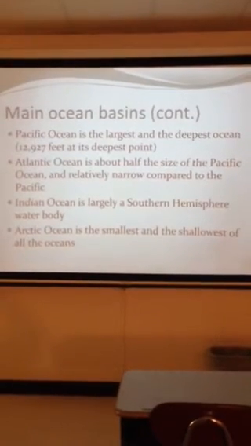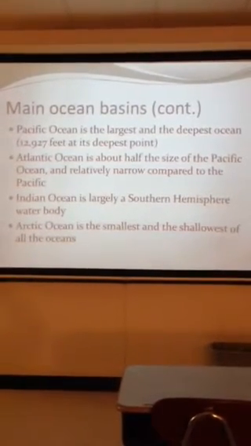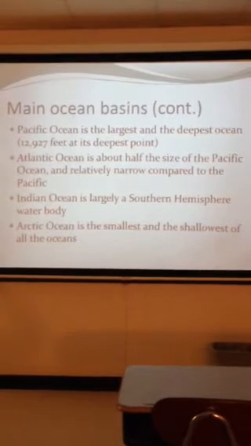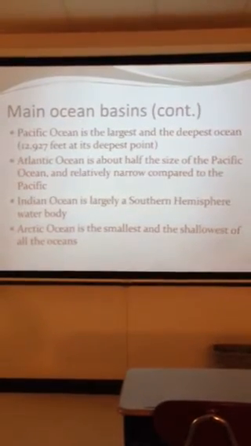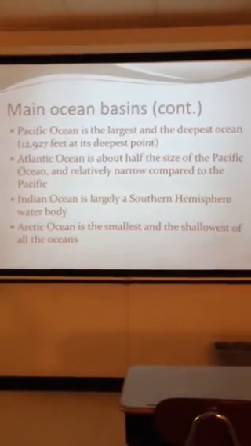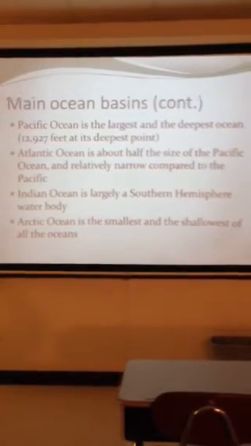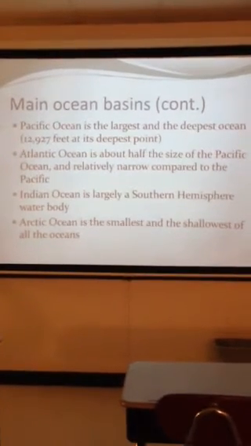The Atlantic Ocean is about half the size of the Pacific Ocean and relatively narrow compared to the Pacific Ocean. Remember, the Pacific Ocean is located on the west coast of the United States and touches Asia as well as Australia, and the Atlantic Ocean is on the eastern coast of the United States and touches Europe and Africa.